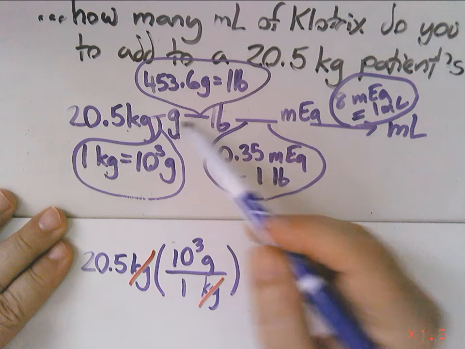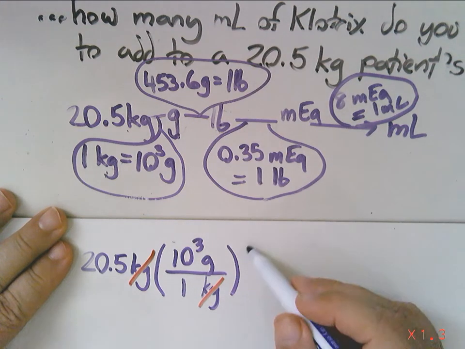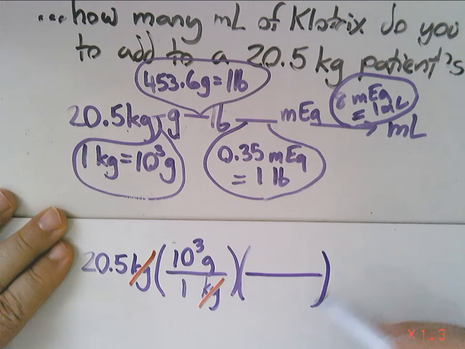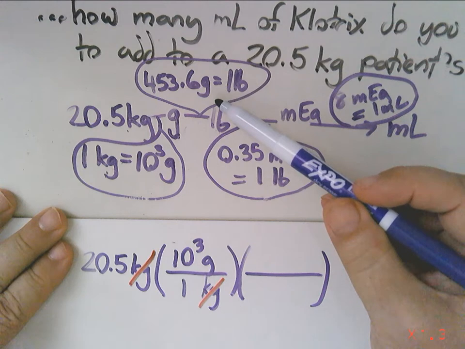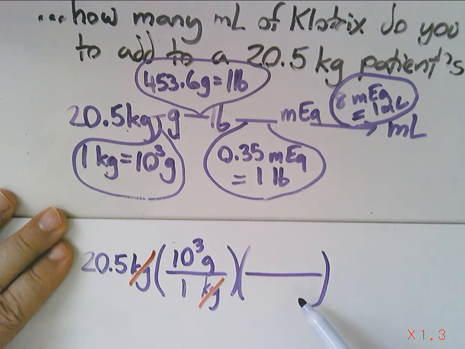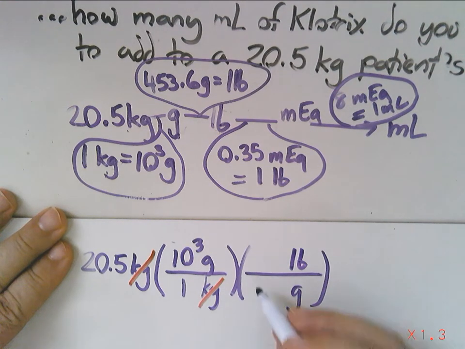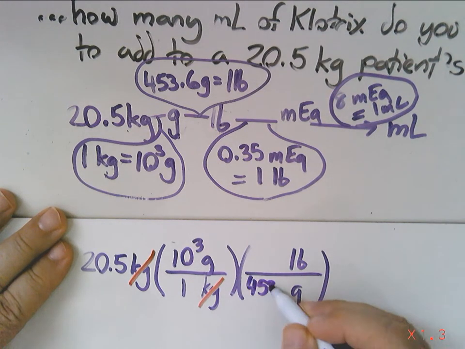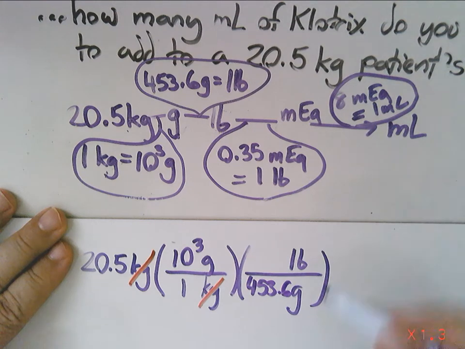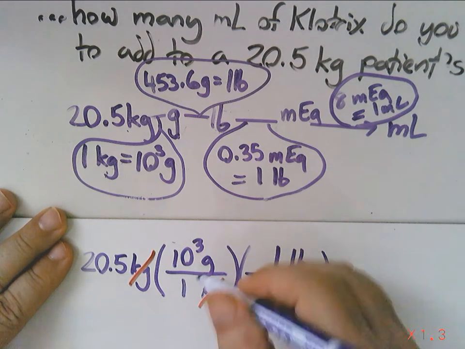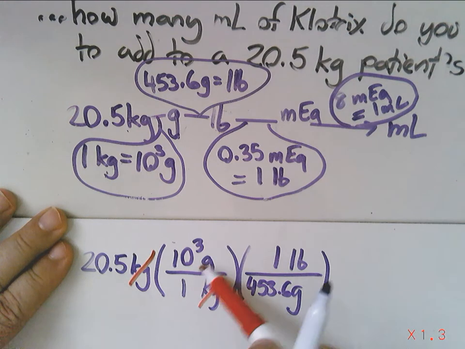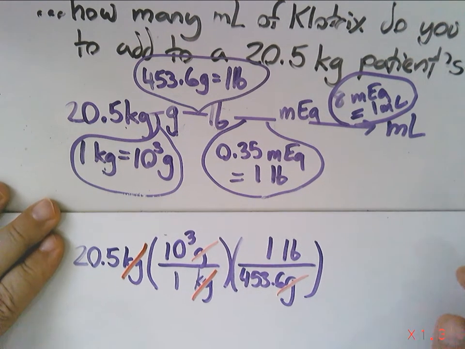So let's go to the next step, which is go into pounds. I'm using this link here. What should go on the bottom? Grams, because I'm trying to get rid of grams. And then the pounds has to go on the top. And sitting next to the grams is 453.6, and on top is 1 pound. Okay, that gets rid of the grams. Cross them out as you go along. Now you're at pounds.